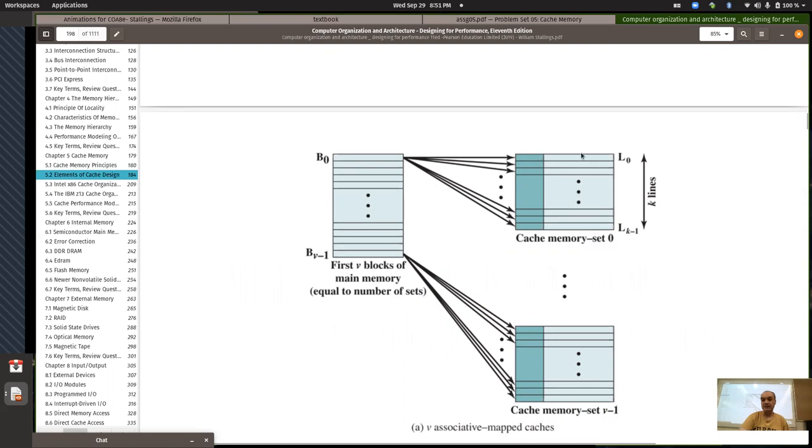Each one of those sets has 64 lines. So again, in that version, block 0 is going to map to set 0, so it could end up in any one of those 64 lines. And then block four, so it says there's four sets, every fourth block gets associated with set 0. So block four would go in there, and so on.